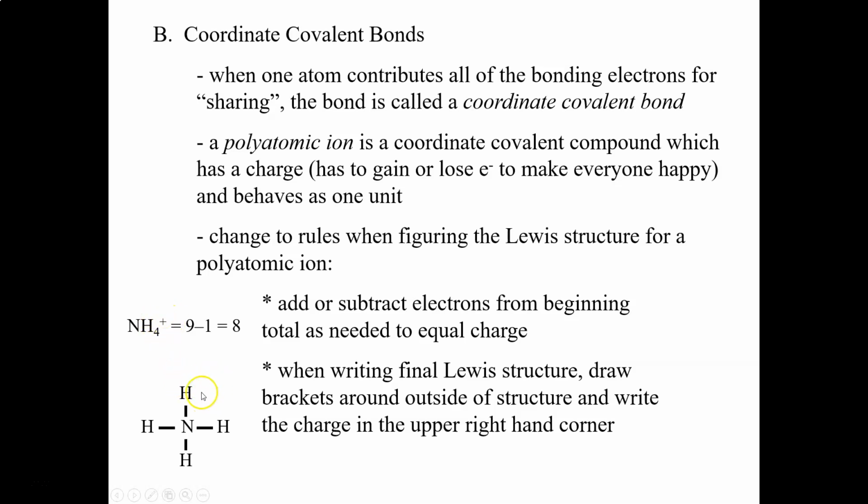So the last thing we're going to do when we draw Lewis structures of polyatomic ions is put some brackets around the outside of that structure, and we're going to put the charge on the outside of it to show that that whole structure doesn't have the number of valence electrons that you would think it did. Okay? So again, this happens only when you're talking about polyatomic ions that have a charge.